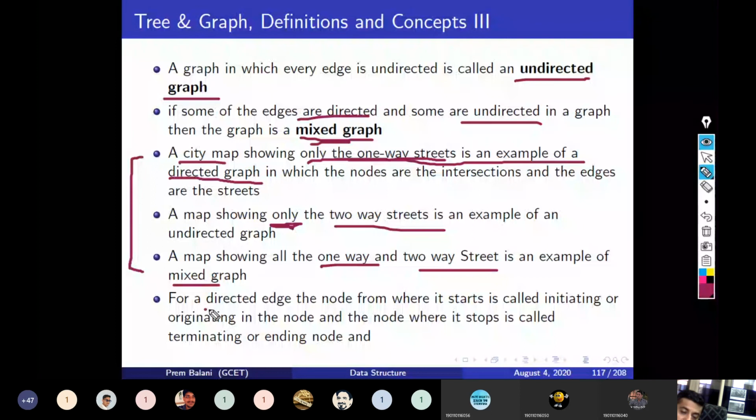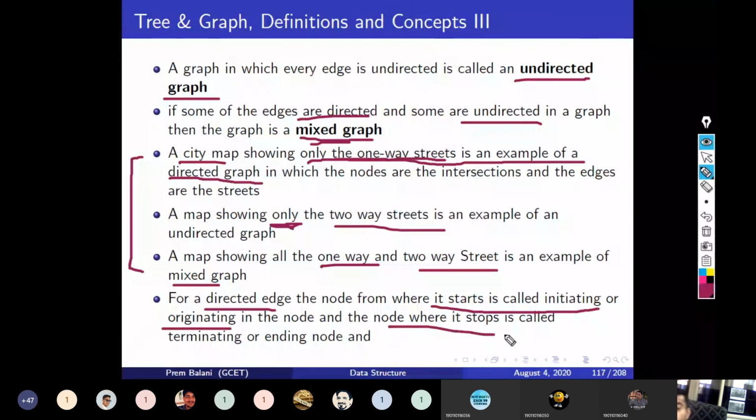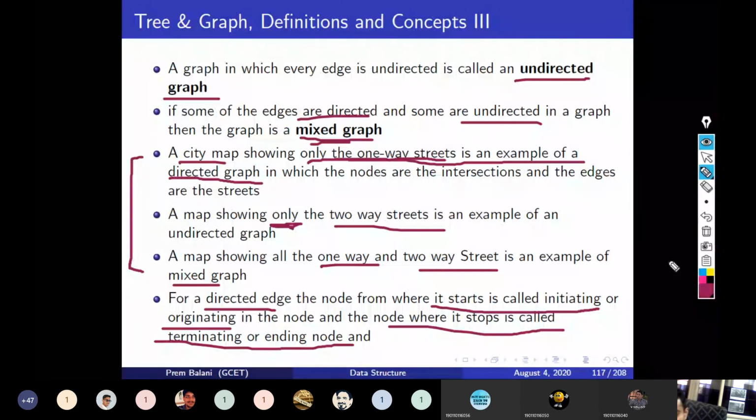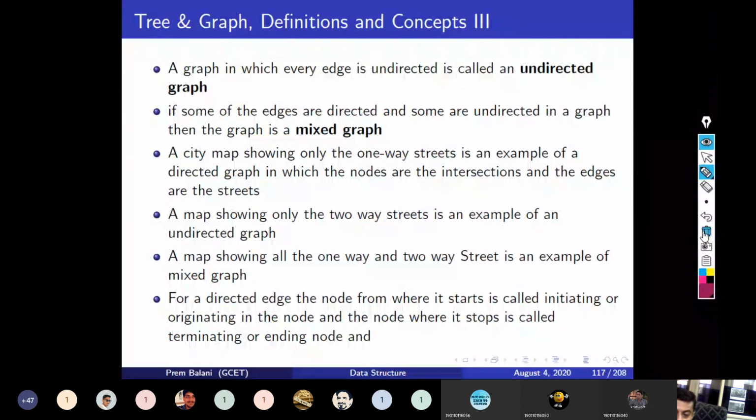And for a directed edge, the node from where it starts is called the initiating node, or also called the originating node, and the node where it stops is called the terminating or ending node, right? So here you have to remember this: initiating or originating, and terminating or ending node. Okay.